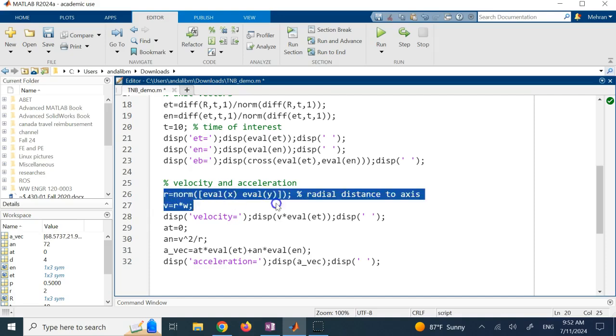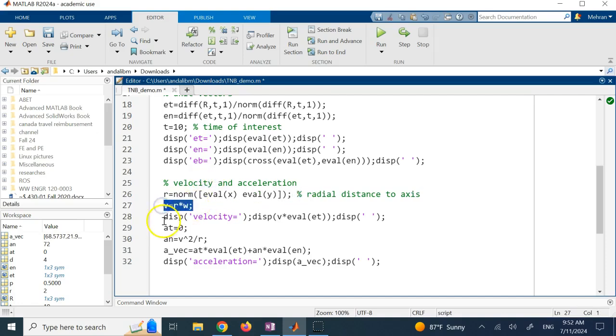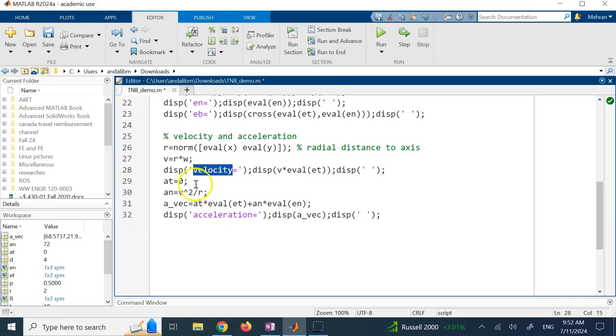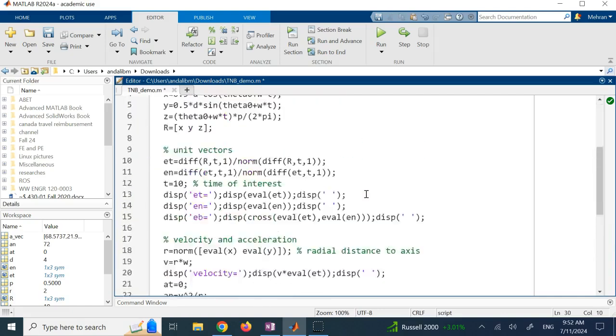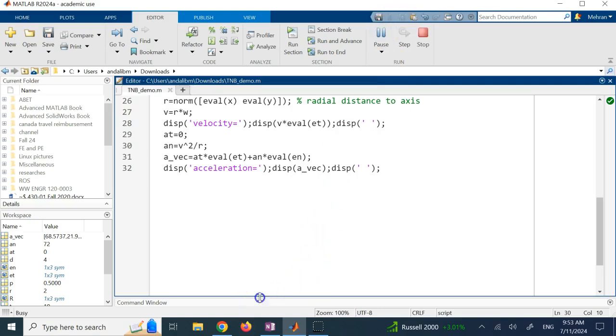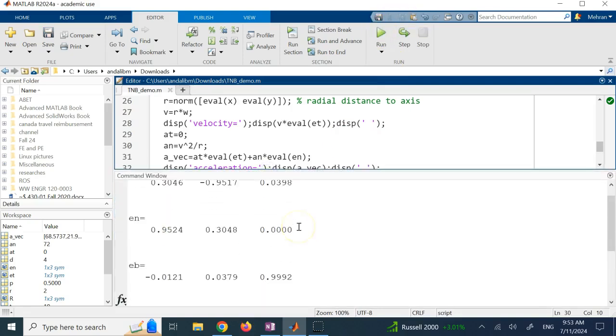Also, we come here and we find R, although we don't really need R. In this case, R is simply d over 2. And v is r times omega, and then we multiply that speed by the direction et to give us the velocity vector. At is 0, an is v squared over r, the acceleration vector is at in the et direction plus an in the en direction, and we also print out the acceleration vector. So let's go ahead and run this and see the results, which you can see here.